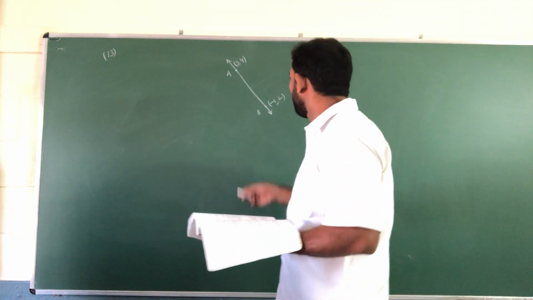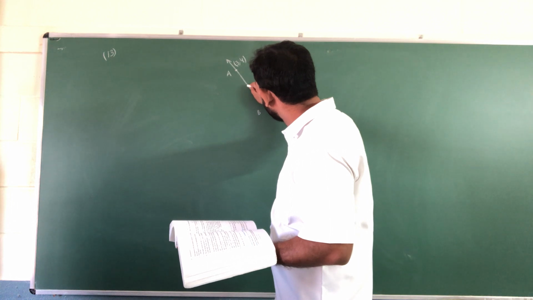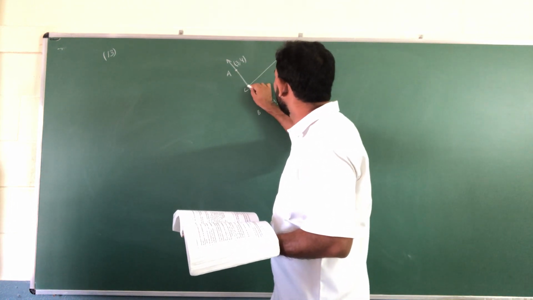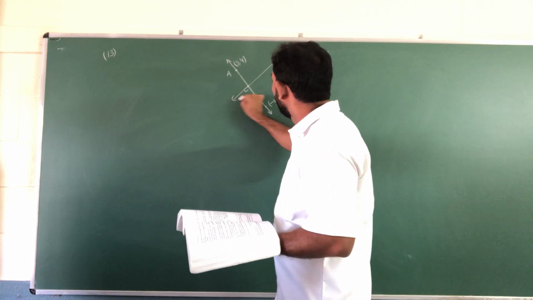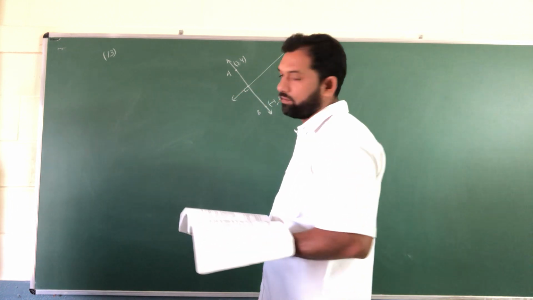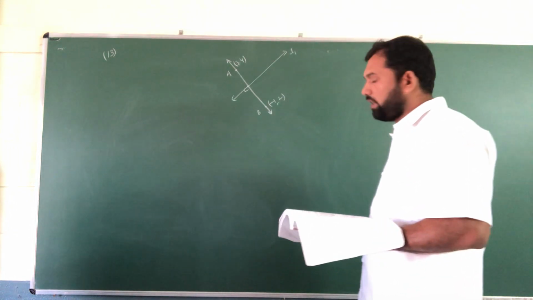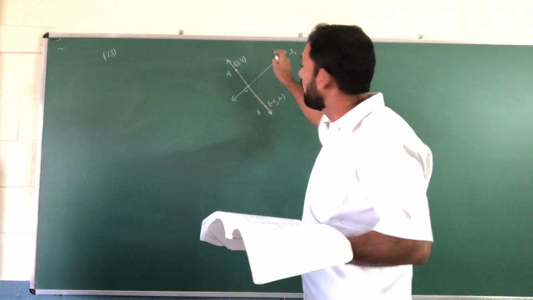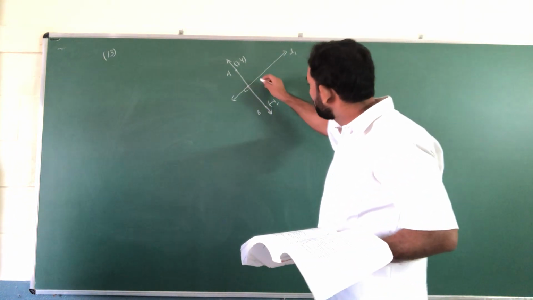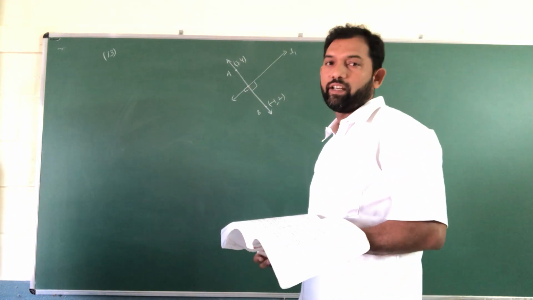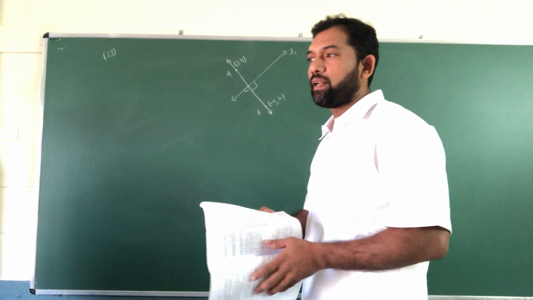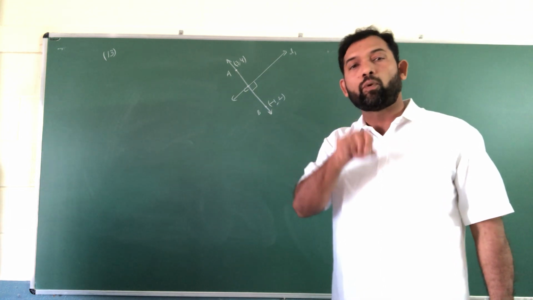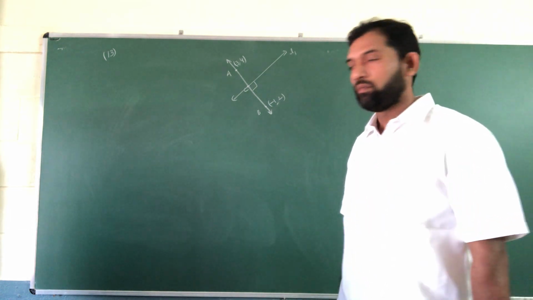Right bisector means that the right bisector passes through the midpoint of AB. So that may be like this. That is the right bisector. The right bisector we have to consider as L1. Find the equation of L1. Here the angle made is 90 degrees. Right bisector means the AB line segment's midpoint is joined, passing through that.